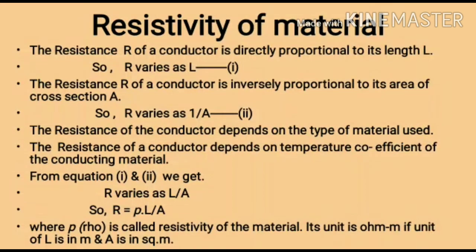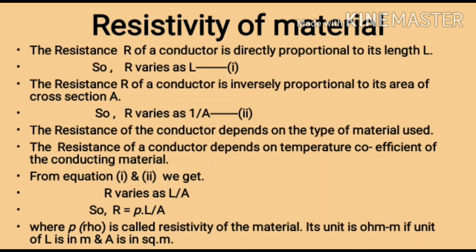Let us discuss about resistivity of material. The resistance of a conductor depends on its length, area of cross section, type of material used, and temperature coefficient of the material. The resistance R of a conductor is directly proportional to its length L. So, R varies as L.